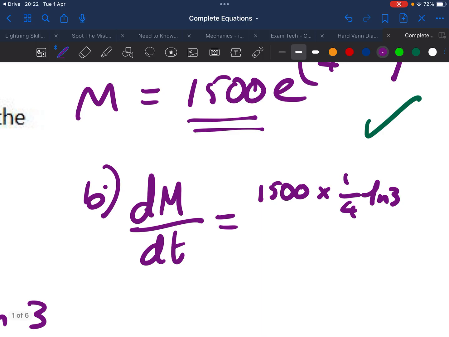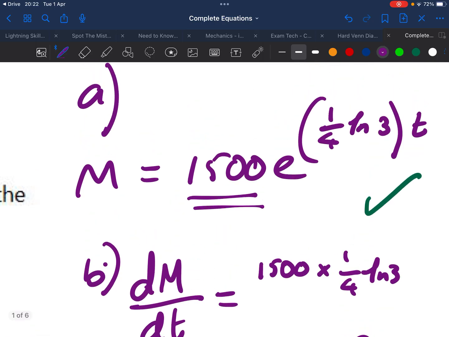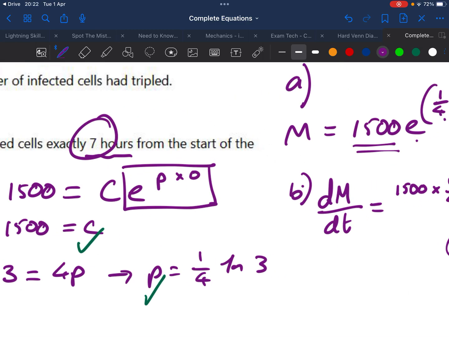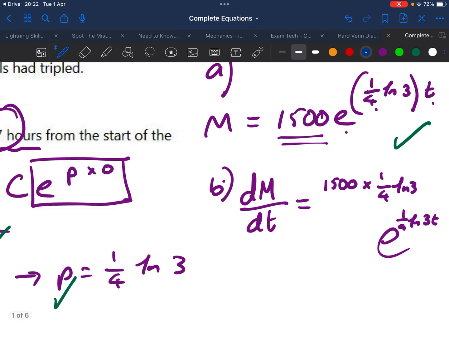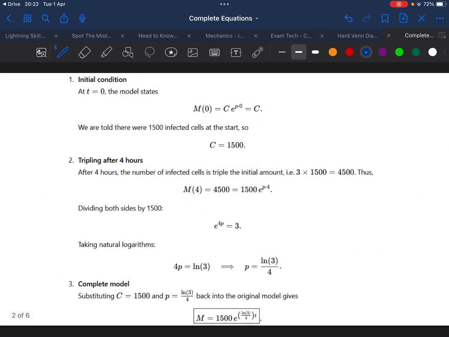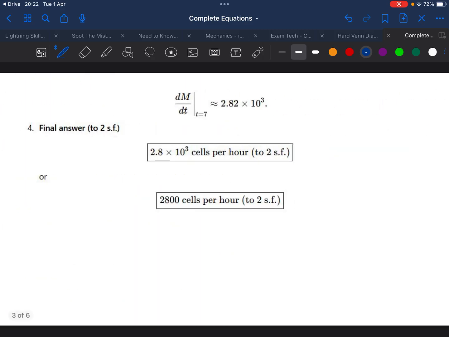And then for the E part, I'll just show you the neat answer in a minute. For the E part, it just copies the same as before, all right? So you have E to the quarter natural log 3t. And then what you would do is you would sub in 7 hours to that one there. So let me show you the neat version of that. Okay, so that's our first one here. And apparently if we neaten everything up, we get this answer here. So we differentiate it and substitute 7 in, so we get 2,800.